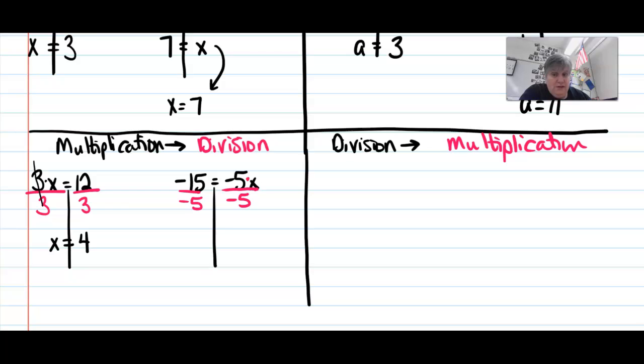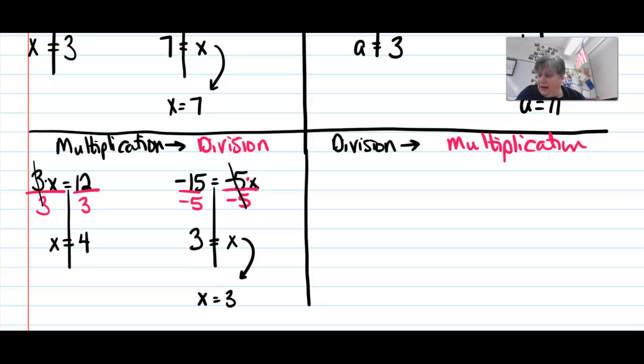And so negative 15 divided by negative 5, those two negatives are going to cross out, and so it's a positive 3. Negative 5 divided by negative 5, that's a positive 1, so they're gone, and it's x. And just like the others, I'll accept your answer this way, or you can flip it so that x is on the left.